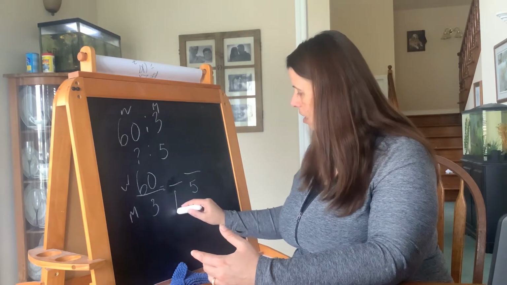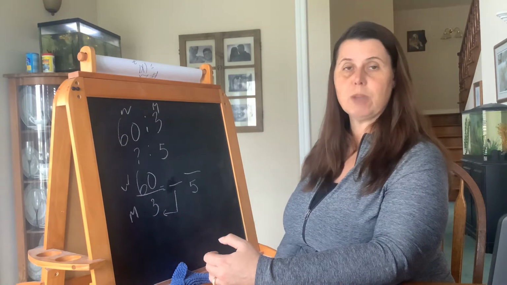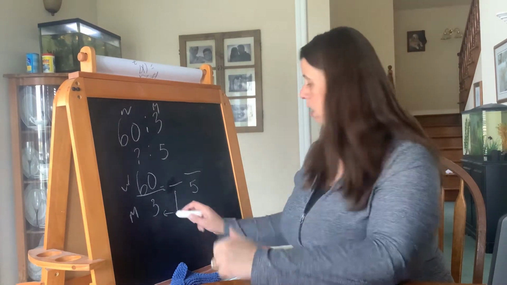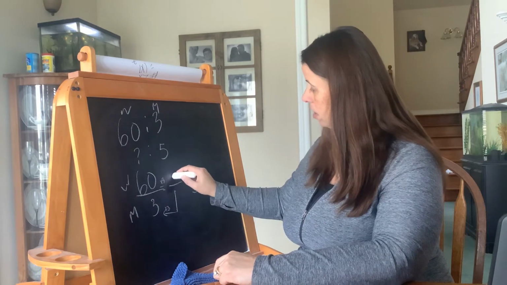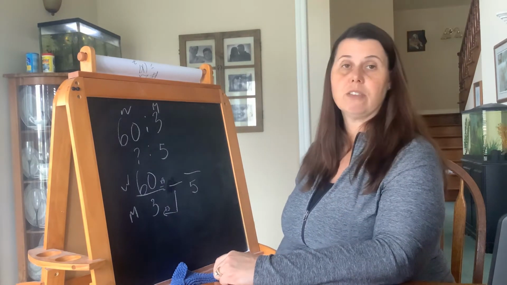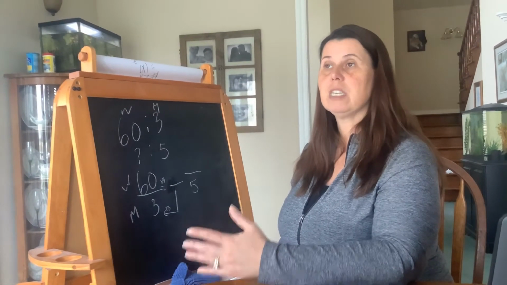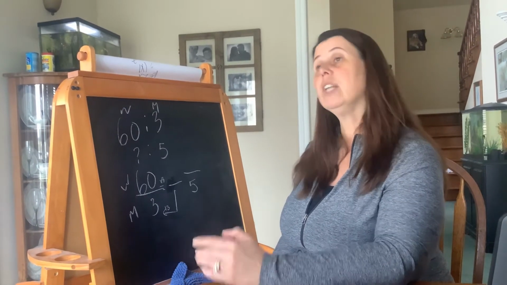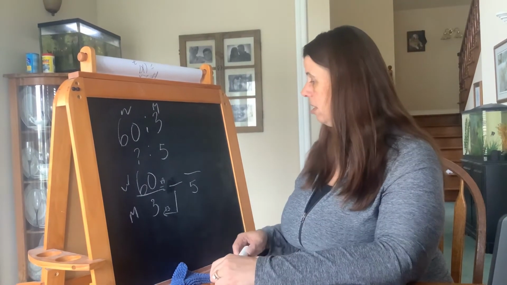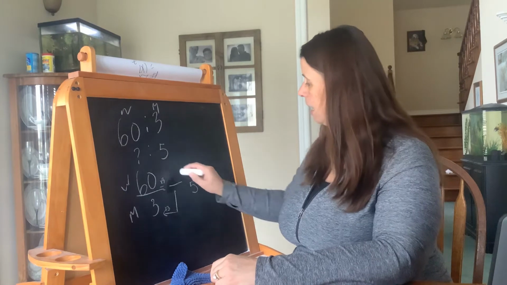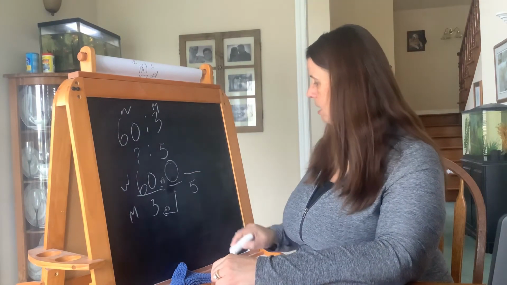How did I get from 1 to 3? Right? How many 1s make 3? 1, 2, 3. So I times this by 3. So that means that this number times 3 has to give me 60. So what times 3 gives me 60? What times 3 gives me 6? And then add the 0 on the end, right? So you're going to get a number in here. This times 3 gives me 60.